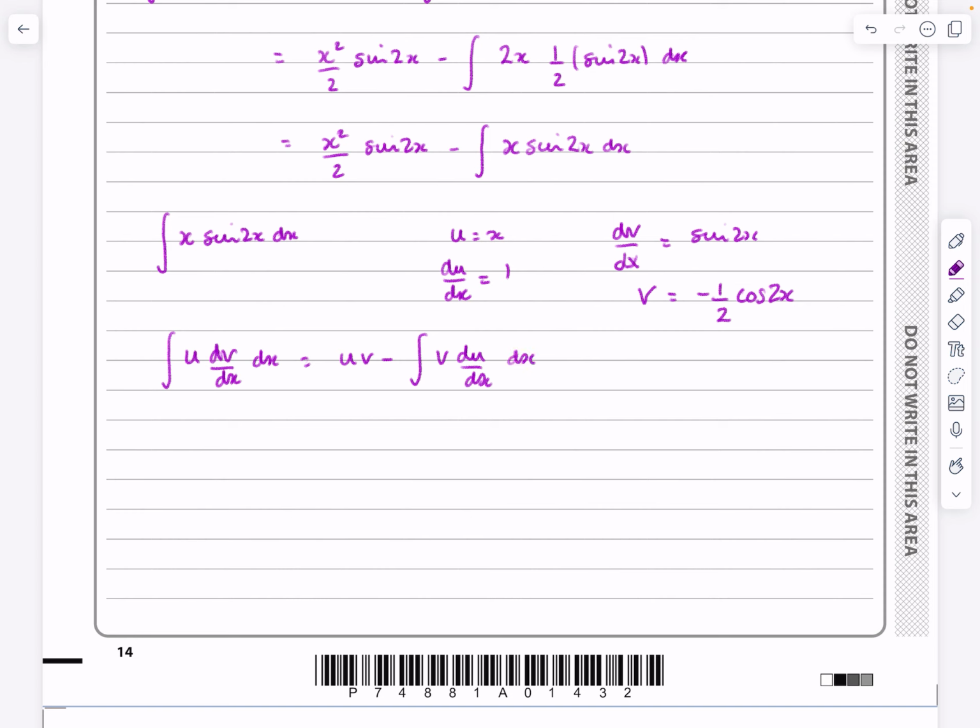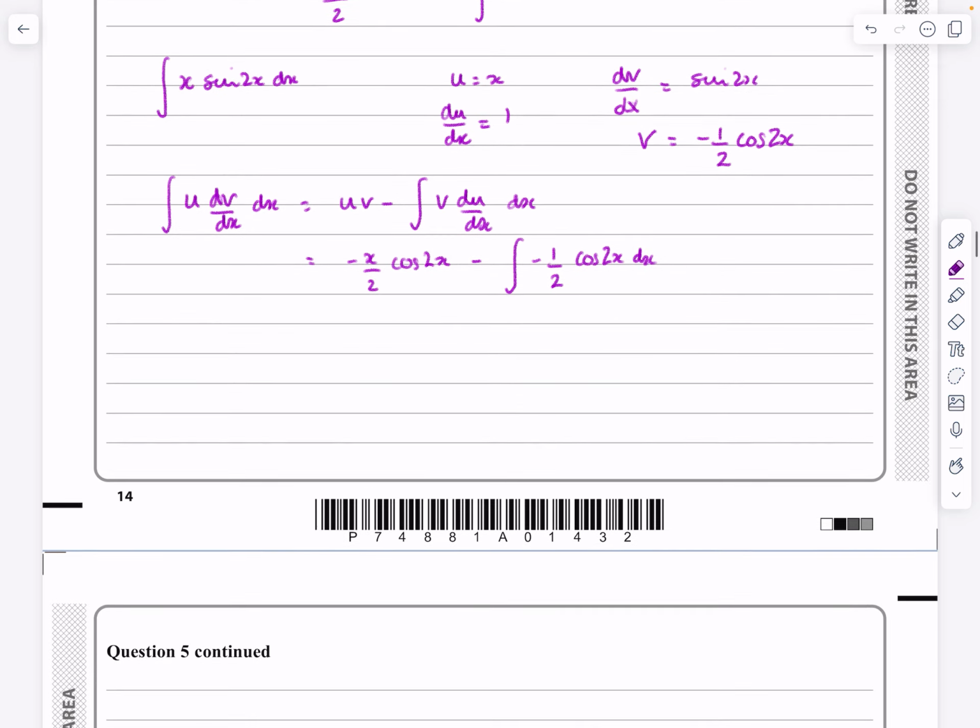So in this case then, the integral of that works out to be uv, so that's these two this time. It's going to be minus x over 2 cos 2x, minus the integral of v du by dx, this time it's just minus a half cos 2x dx. So let's finish off that bit. That will just work out to be minus x over 2 cos 2x, and then the integral of that becomes plus a quarter sine 2x, and then we need our constant of integration in at this stage.